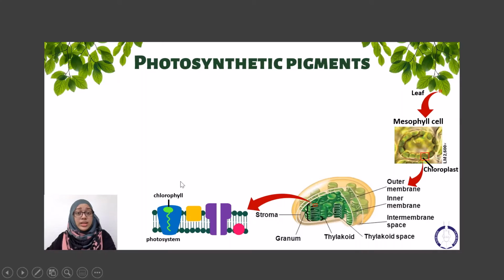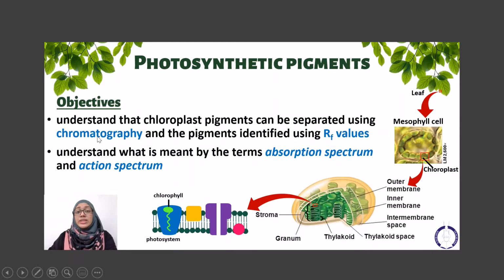So as I do that, my focus would be to help you understand that the chloroplast pigments can be separated by using chromatography and how you could identify these pigments by using their RF values. We'll also be looking at these two terms, the absorption spectrum and the action spectrum, and you are expected to know to differentiate between these two terms, identify which is which, demonstrating your understanding of these two terms. So let's start by talking about these photosynthetic pigments.